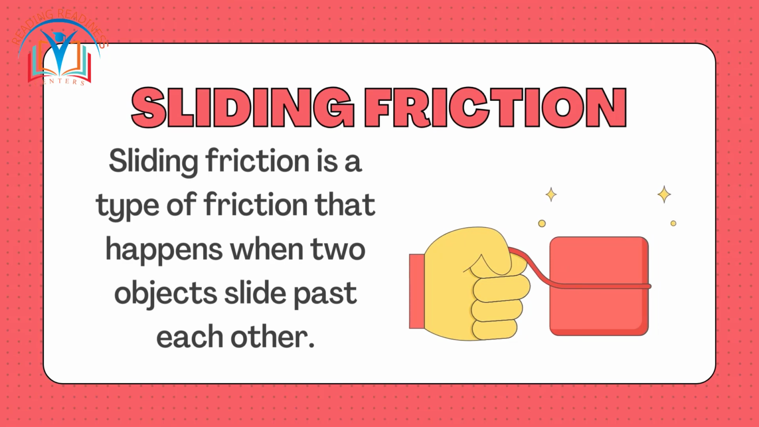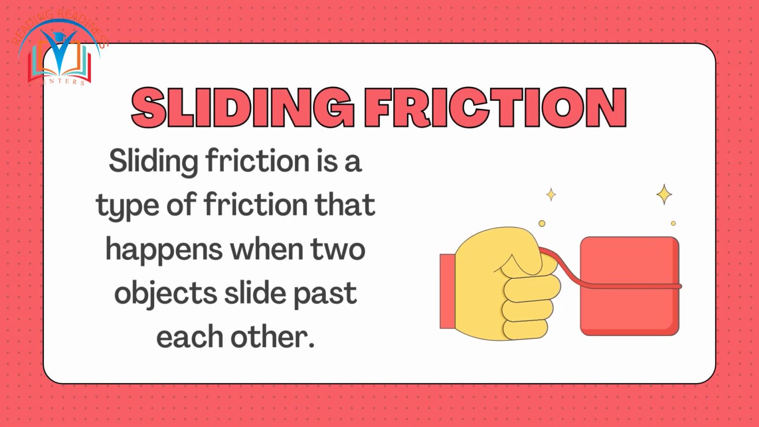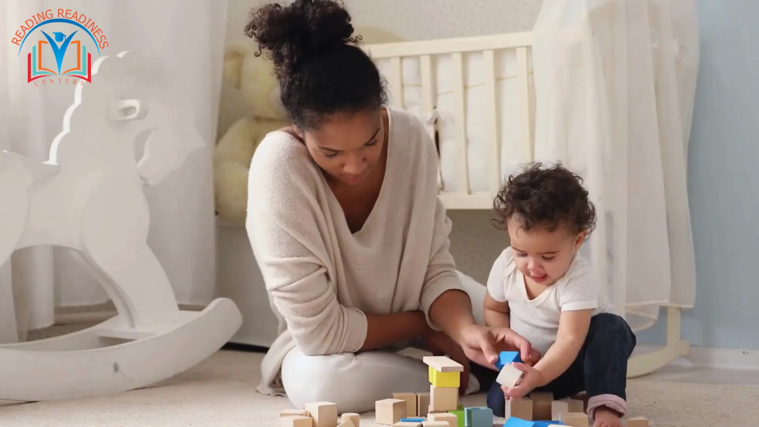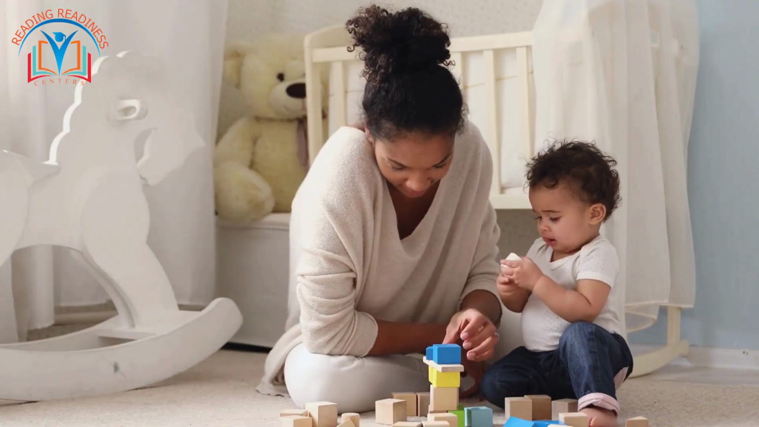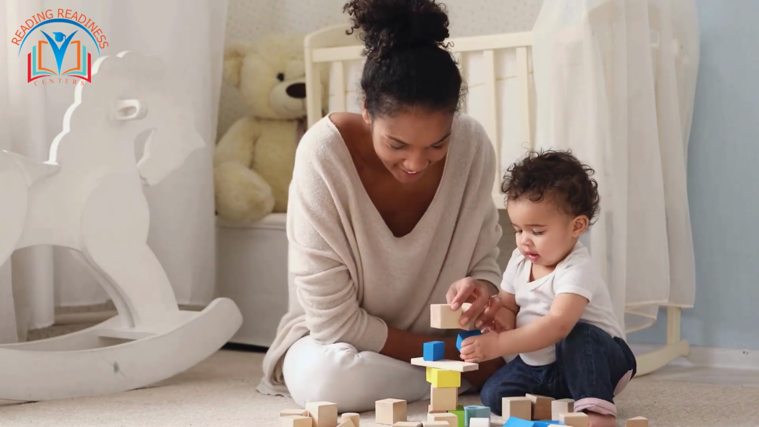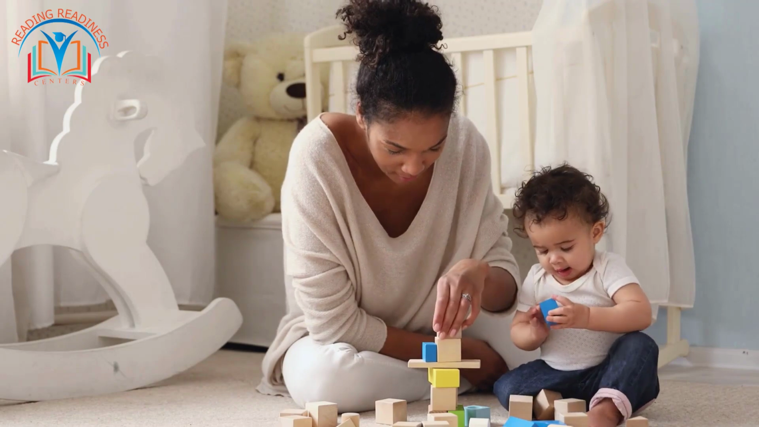Sliding friction. Sliding friction is a type of friction that happens when two objects slide past each other. For example, when you pull a block, sliding friction takes over. Sliding friction is the force that resists motion as the block slides across a surface.